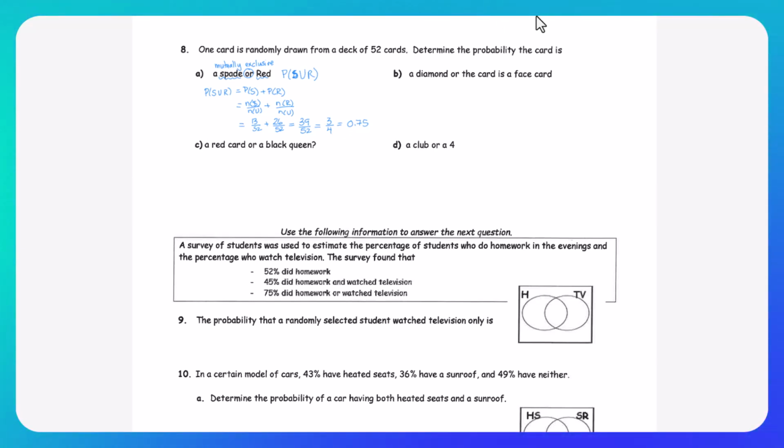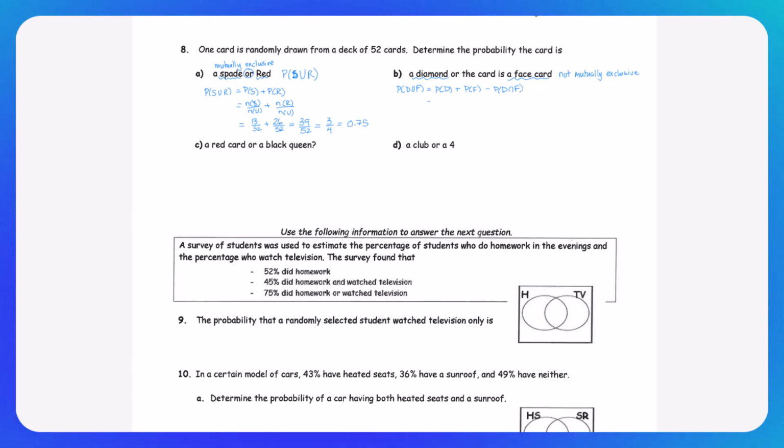Okay, so for B, though, we're asked to find the probability that the card that we pick is a diamond or the card is a face card. Now, these two things are not mutually exclusive because we can have face cards that are also diamonds. So if we are looking for the probability of diamond or a face card, we need to find the probability of being a diamond plus the probability of being a face card. And then we're going to just subtract the probability of them being both diamond and face card.